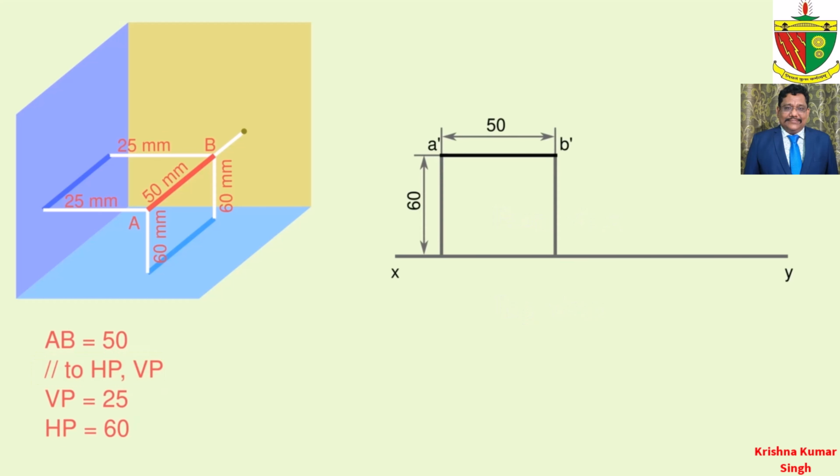Now draw the front view of the AB line with length 50 mm above the reference line with 60 mm height as true length and name the first end A dash and second end as B dash. Now draw the top view of the AB line below the reference line with length 50 mm with 25 mm distance from XY line and name the first end as A and second end as B.